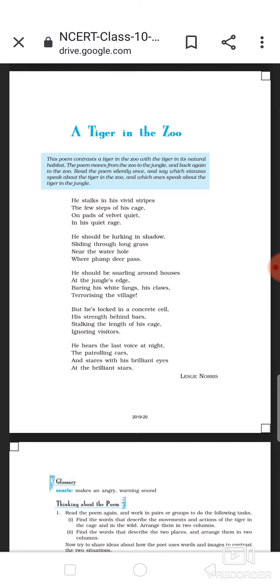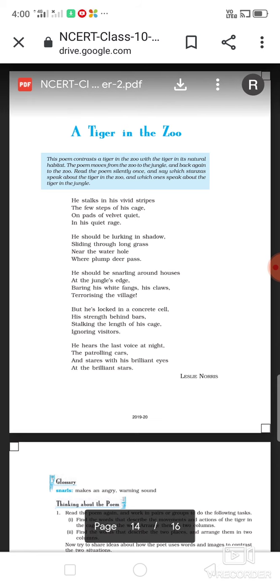He should be lurking in the shadow. He is not the one who deserves to be in the cage. He should have been moving along in the shadows, in the darkness, and moving here and there in the long grass along the water hole. Water hole means the source of water, be it ponds or rivers. And he used to walk calmly so that he could have his favorite deer as prey. He deserves the wild more than the zoo.